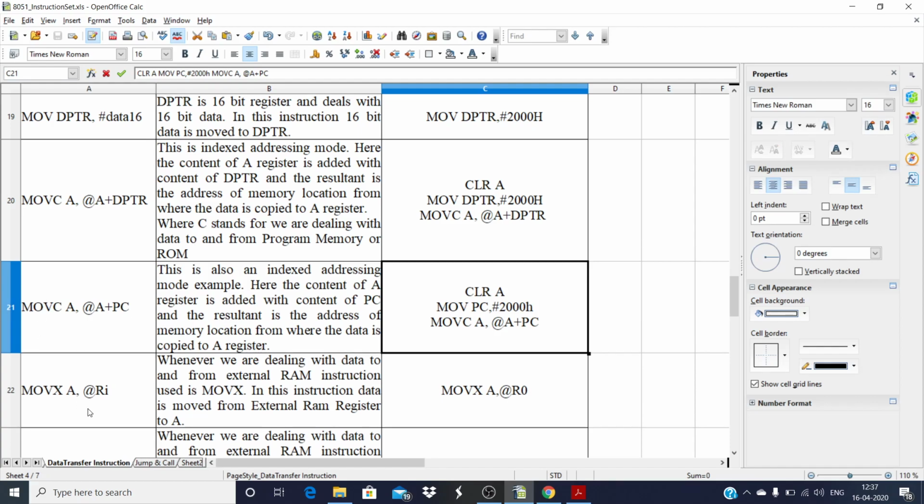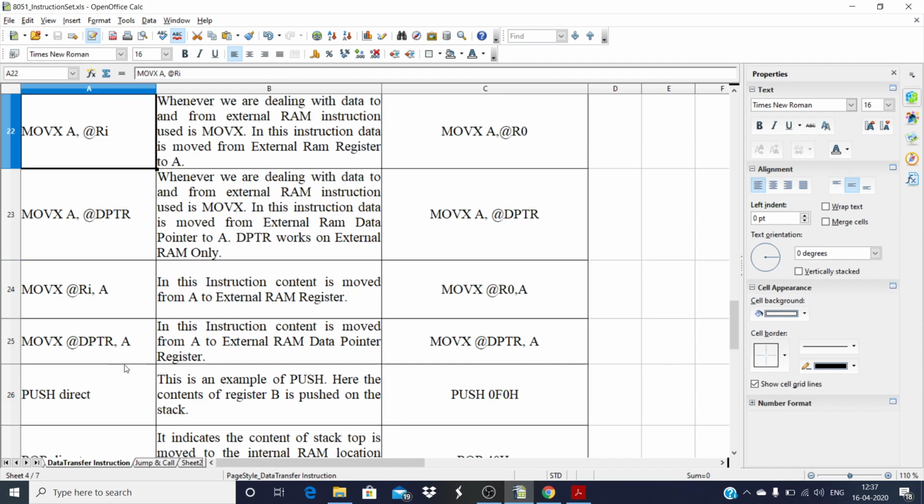Understood? Next instruction. Now this is again of a different move type, MOVX. X stands for whenever we are accessing data to and from external RAM, or whenever we are dealing with external RAM, we have to use MOVX. The rest of the things are the same. So MOVX A, @Ri: the contents at the memory location pointed by the register, which is in external RAM, will be moved to A. For example, MOVX A, @R0.